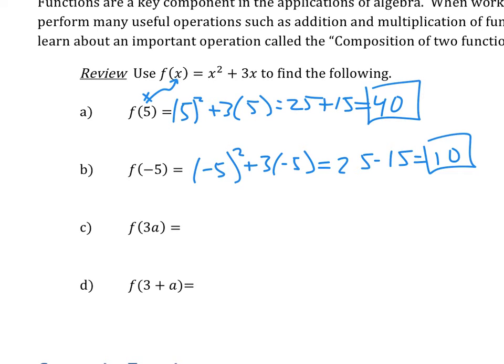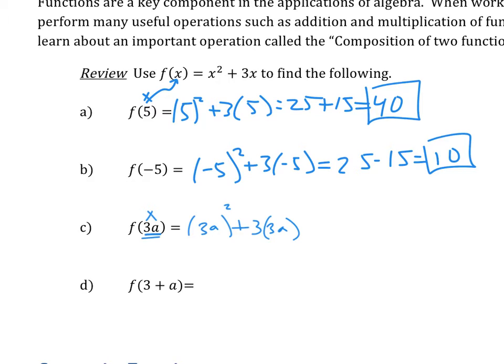Well, what if we want to plug in 3a? Well, now we got to be a little more careful. But we're going to do the same thing. Remember, a just represents a number. So we're going to take that. That's our x value. So when looking at our function, we have x squared plus 3x. So I'm going to write it as blank squared plus 3 times some blank. And what goes in the blank? Well, 3a does. And there we have our expression.